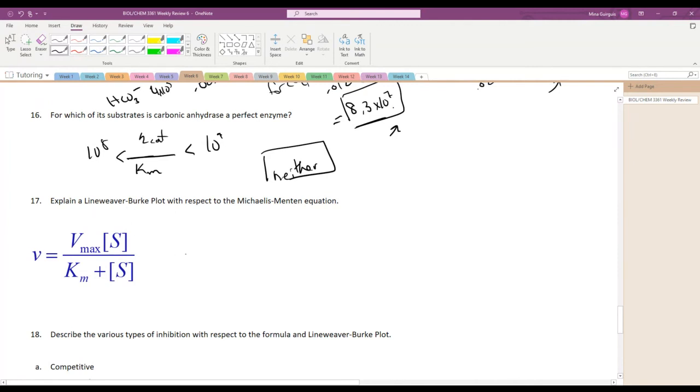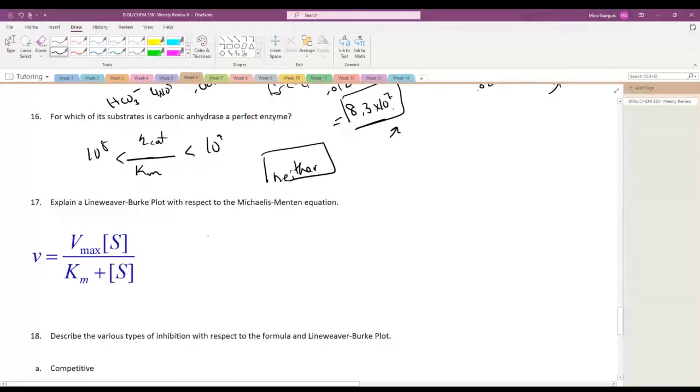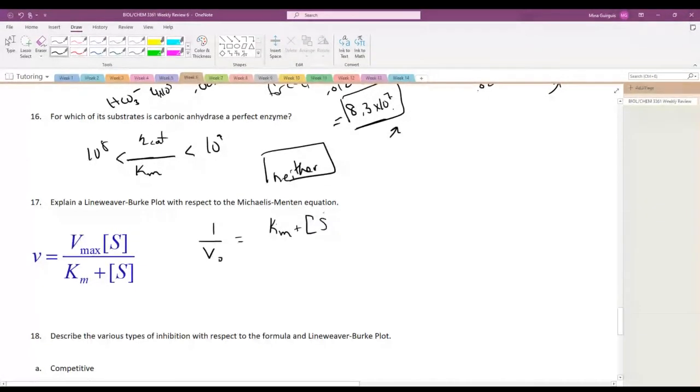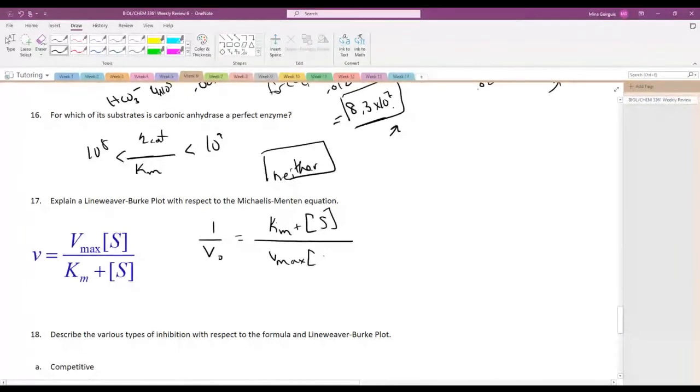This is very similar to the Van't Hoff plot. So we reciprocate both sides. 1 over V, and I'm going to call it V0 so that I don't forget, equals Km plus S over V max times S. Okay, so now all the manipulation we're doing is going to be on this right side. This is just going to stay put for a while.